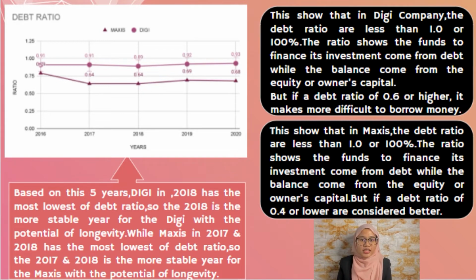These two companies show that the debt ratio is less than 1.0 or 100%. If a debt ratio is 0.6 or higher, it makes it more difficult to borrow money. But if the debt ratio is 0.4 or lower, it is considered better.